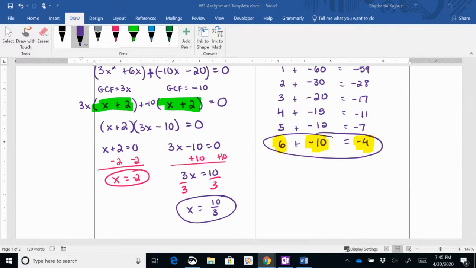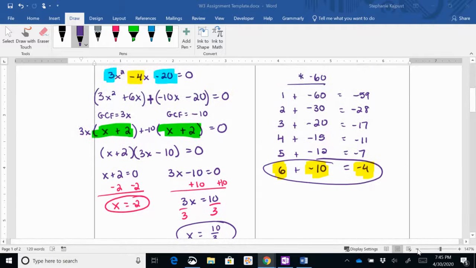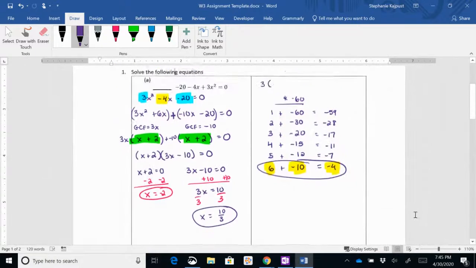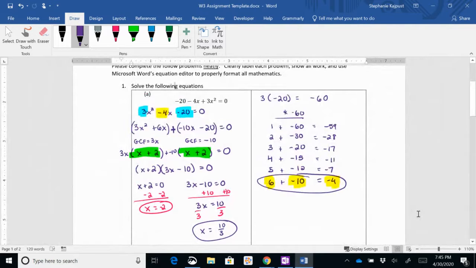So now I've solved that by factoring, and you would get the same answers if you use the quadratic formula. I can zoom out so you can see all of that together. We had to first rewrite it so that it was in the right form, and then we factored, and then we solved.